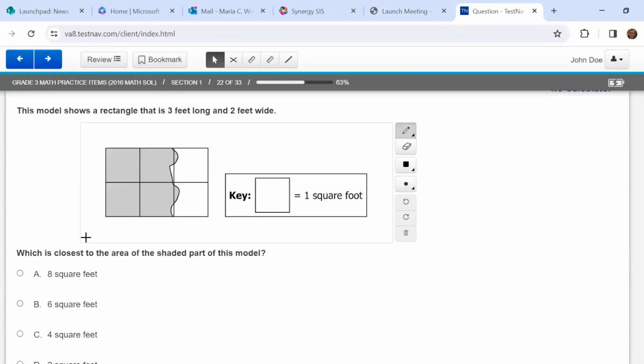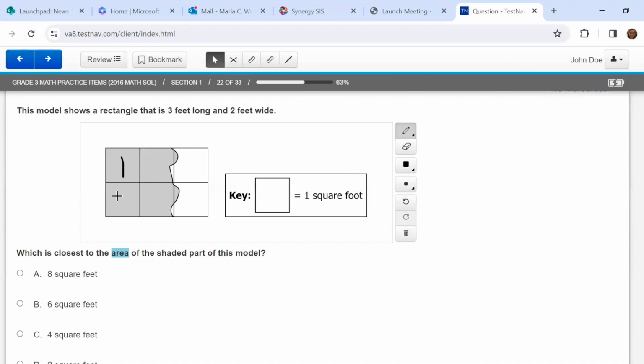This model shows a rectangle that is 3 feet long and 2 feet wide, which is closest to the area of the shaded part of this model. Each square equals 1 square foot. Okay, so for area, I'm looking at how many are shaded in. I see 1, 2 completely shaded.